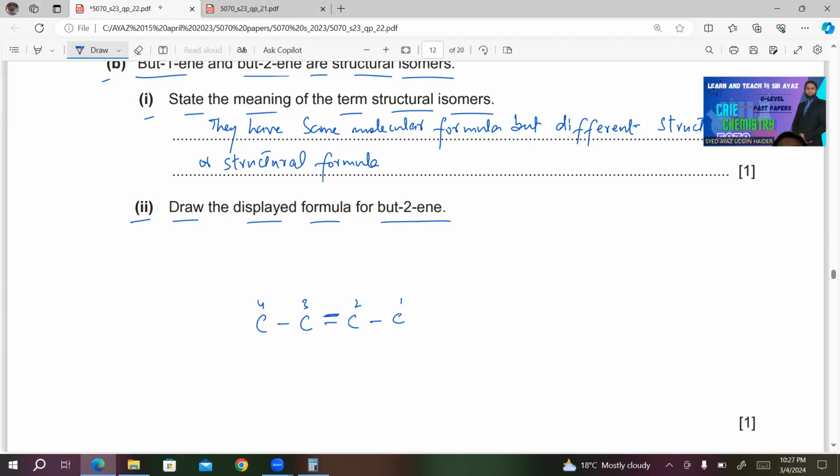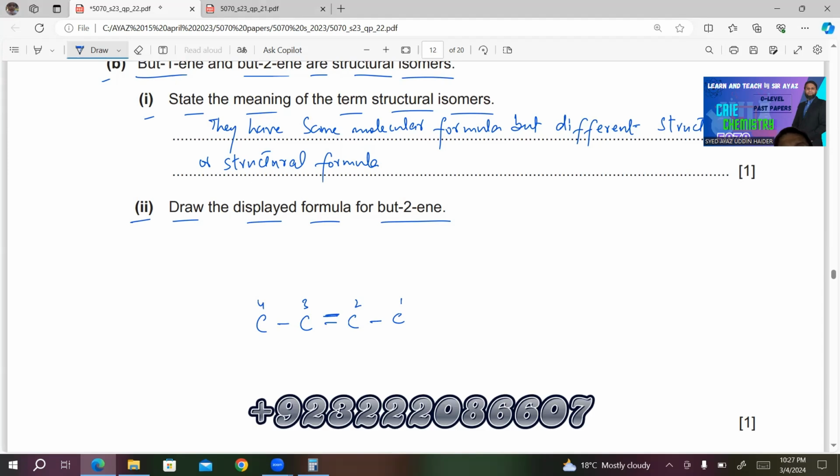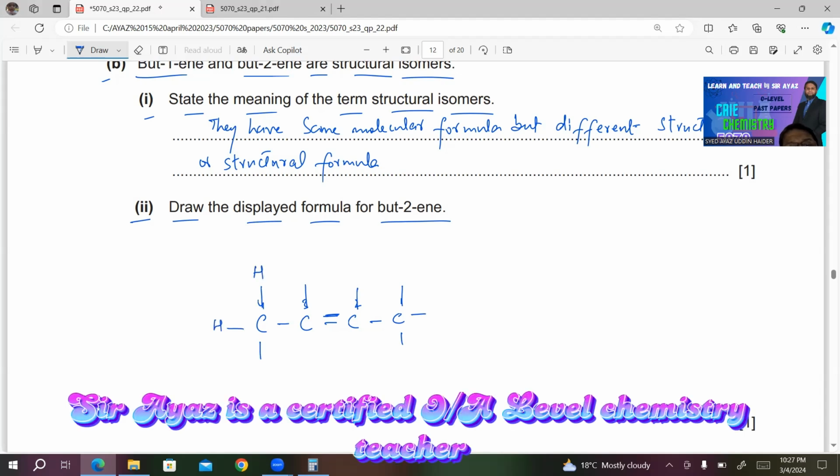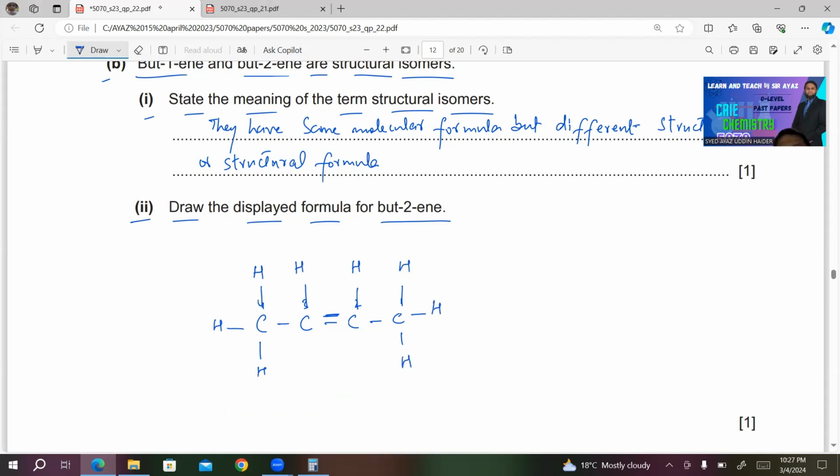Now let's saturate the bondings of all the carbon atoms. For carbon atom number 1, 1, 2, 3, 4. Carbon atom number 2, 1, 2, 3, 4. Carbon atom number 3, 1, 2, 3, 4. Carbon atom number 4, 1, 2, 3, 4. And let's place hydrogen atoms. So this will be the final displayed formula for butene.